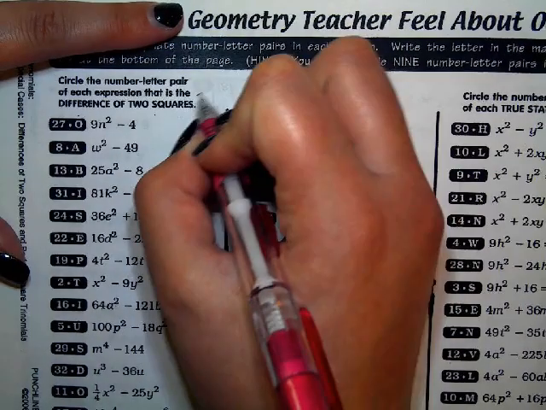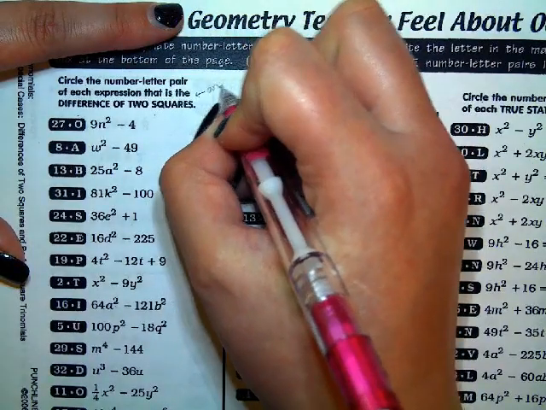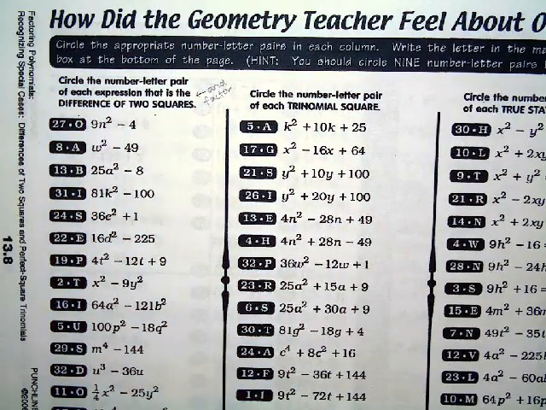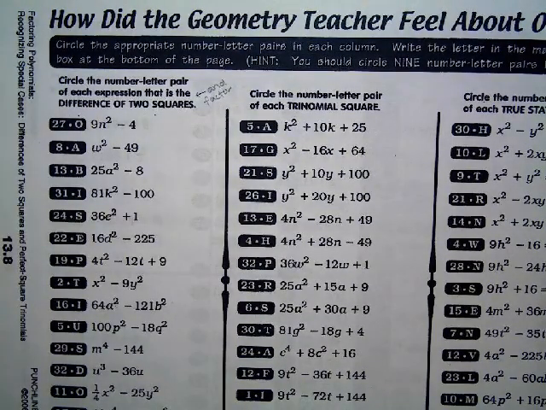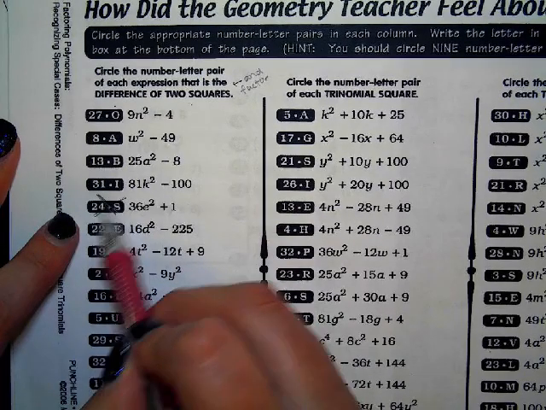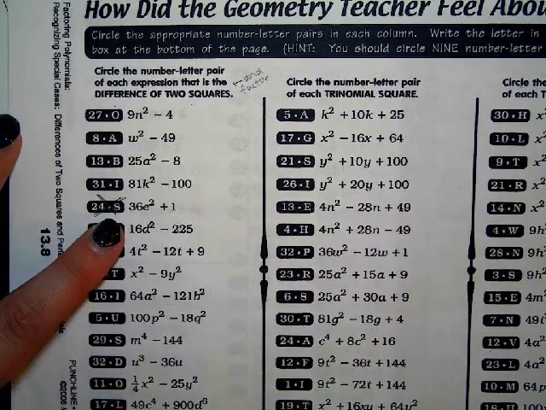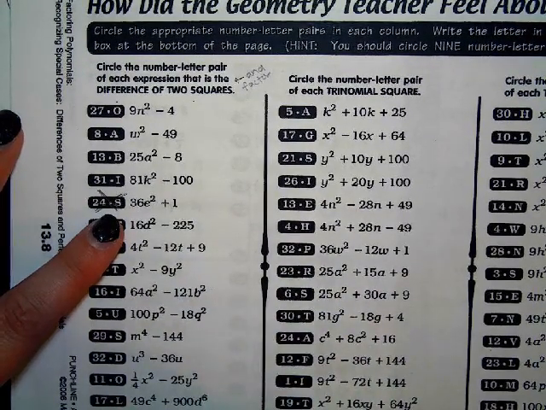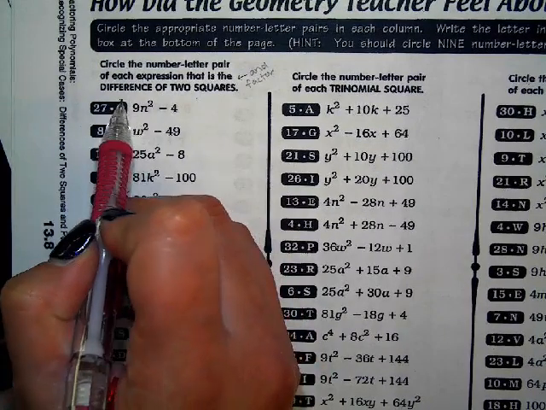Okay, so they're not telling you to factor them, but they're asking you to recognize which problems are the difference of two squares. For example, you are not going to circle this one. Why not? It's plus. It's the sum of two squares, which is not factorable. The very first one, 27O, you are going to circle. 9n squared minus 4, that is the difference of two squares.